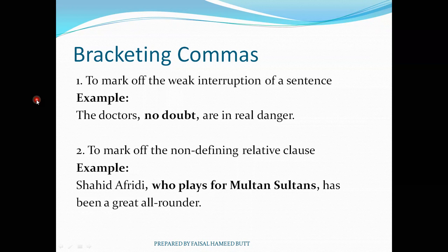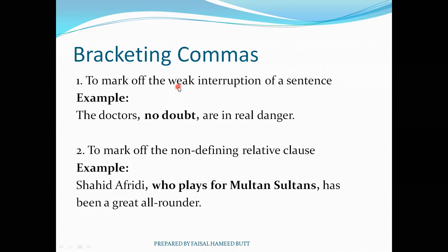The thing is, where are we going to use these bracketing commas? The answer is when we mark off the weak interruption of a sentence. What is weak interruption, by the way? Weak interruption is that part of a sentence, either a word or a phrase, which if we omit it, the flow of the sentence will not be broken. Your sentence will be smooth. There will be no interruption. There will be no breakage, right?